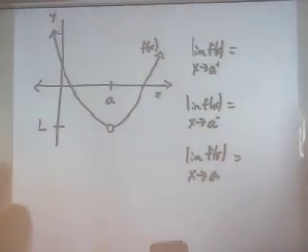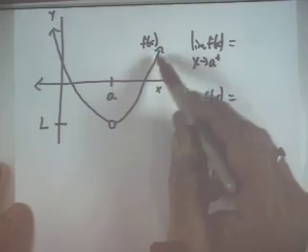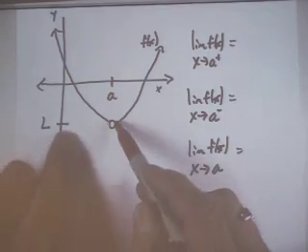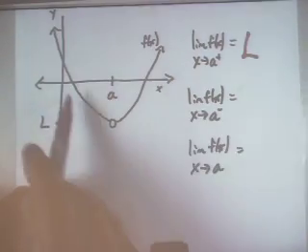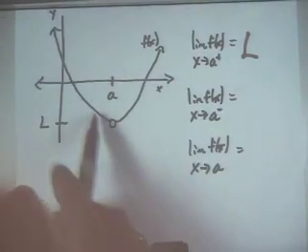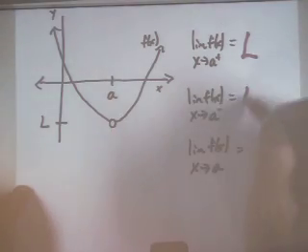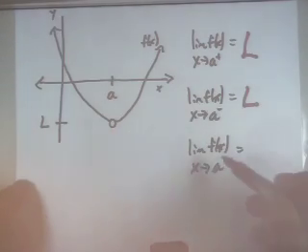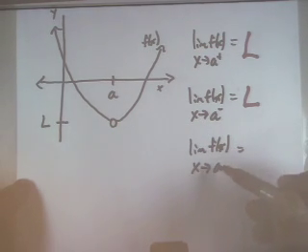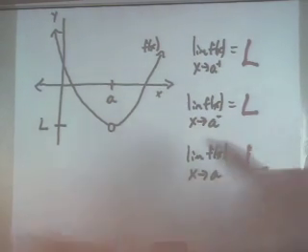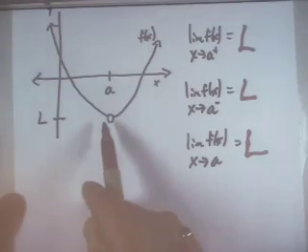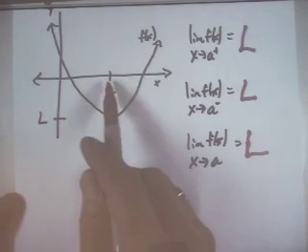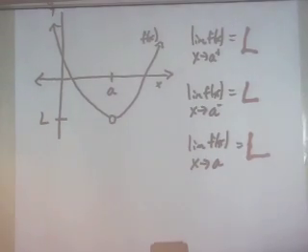Here's an example of that. Notice that as we go to a from the right, this function is headed towards the value L. Same thing happens as we go towards a from the left. This function is coming down to L. Thus, the limit of the function as x goes to a is L, because that's what the function is approaching from both sides. You can get sufficiently close to L as you get arbitrarily close to a.